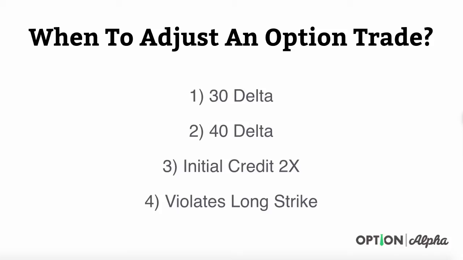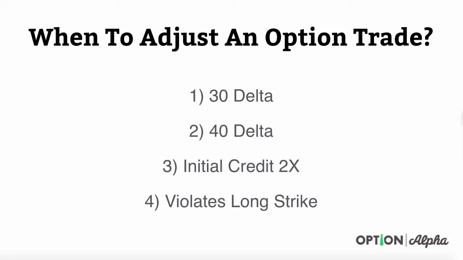But if you initially took in a 30-cent credit and now the spread is trading for 60 cents or 90 cents, whatever it is, you use some sort of initial credit multiplier as to when you can make an adjustment. The fourth way to do it, and this is a really easy way if you're a beginner, is that you will make an adjustment if the stock violates your long strike.